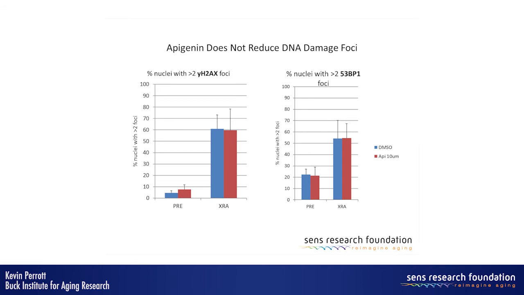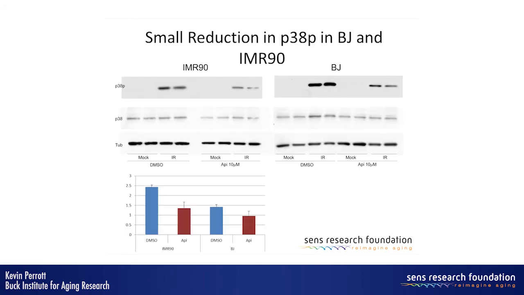We also looked at the DNA damage response in terms of immunofluorescence, and we looked at gamma H2AX foci and 53BP1 foci, none of which changed with Apigenin. So the DDR, at least those components of the DDR, were probably not affected by Apigenin.